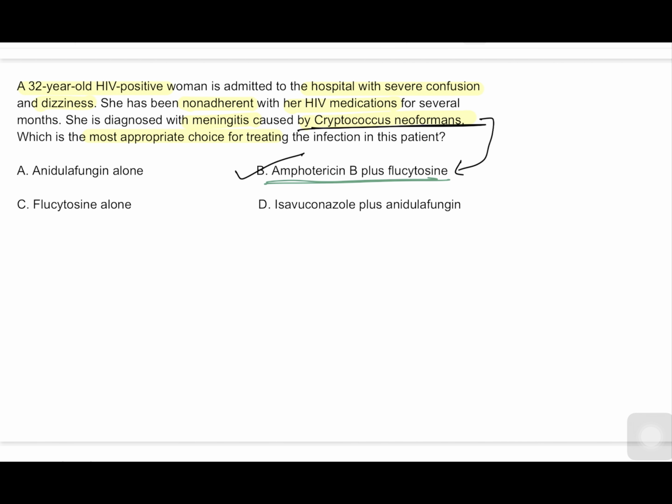Why are we combining them? Because amphotericin B will increase the penetration of flucytosine, which will help to treat Cryptococcus neoformans. Why not anidulafungin? Because it does not have any role in Cryptococcus infection. If you know, isavuconazole is for mucormycosis. Okay? So it has no role in Cryptococcus neoformans.